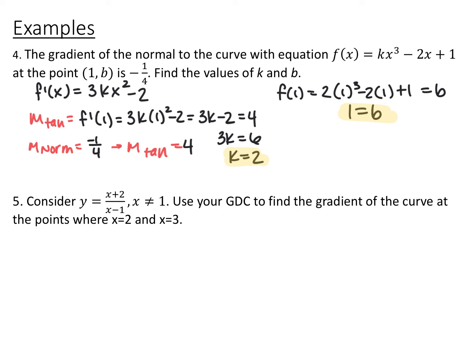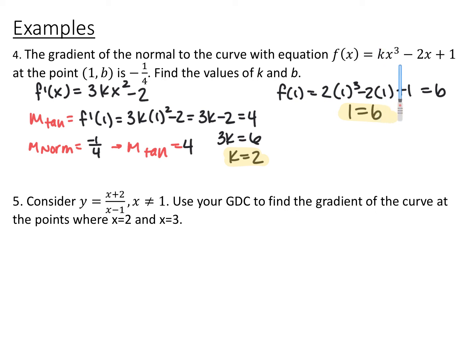So then they give us the gradient of the normal line to be negative 1/4, that tells me that the slope of the tangent line would be its opposite reciprocal of 4. So the slope of the tangent line at x equals 1 is 4. So I plugged in x equals 1 to my derivative, and I got 3k minus 2. So this has to be equal to 4, because that's what I know the slope of my tangent line is. So then 3k minus 2 is equal to 4, so I solved for k and got k to be 2.